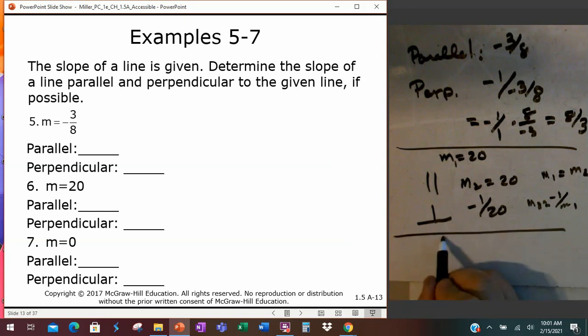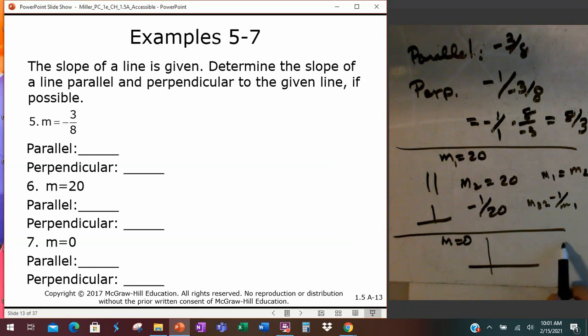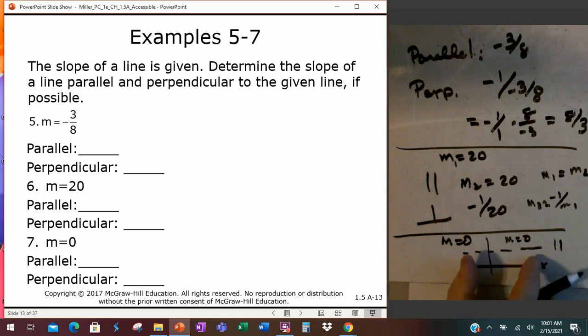So finally, it gives me this tricky one. Here's M is equal to 0. If I want parallel, the slope is going to be equal to 0. So this is basically saying anytime I need a parallel line and the slope is equal to 0, it's going to be parallel to the x-axis. So here's another line, M is equal to 0. It's always going to be parallel to whatever that one is.